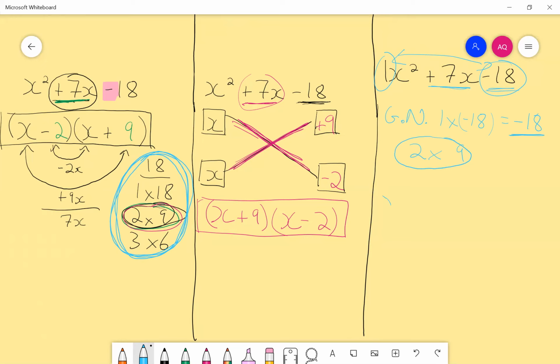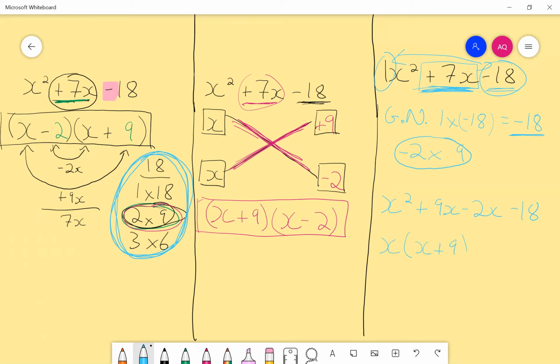Now, technically speaking, if we want minus 18, one of these is going to have to be negative. So when we write it out, we'll have x squared. But if you think about it, we need plus 7x, okay? So it'll need to be a plus 9x minus 2x. That's the way we'll get 7x in the middle there, and then minus 18 at the end. So really we're choosing minus 2 times 9 as our factors of our guide number. Then we'll use grouping.